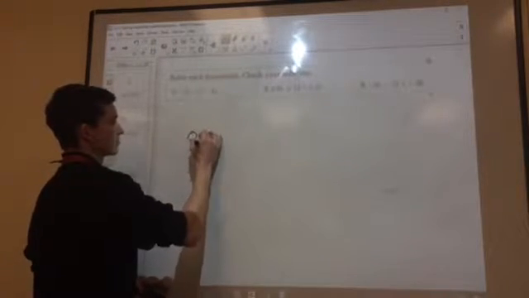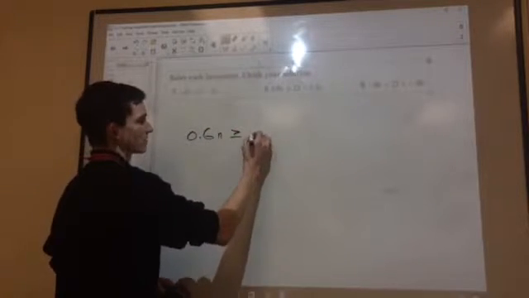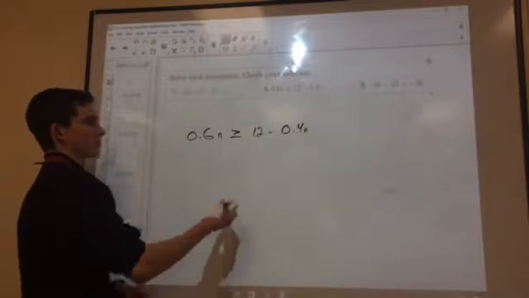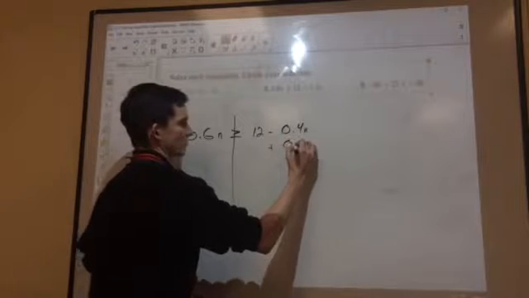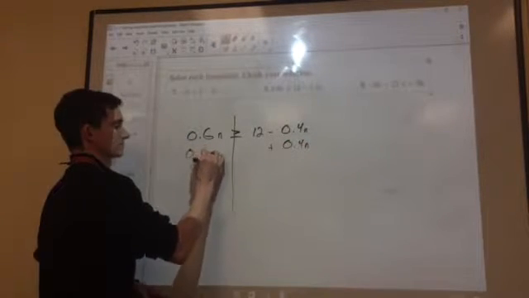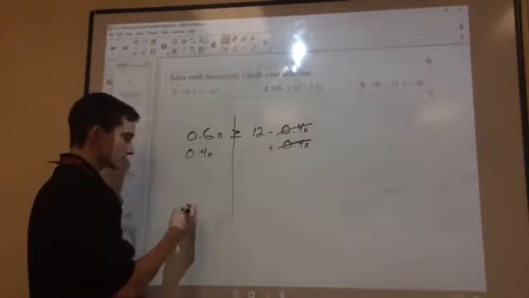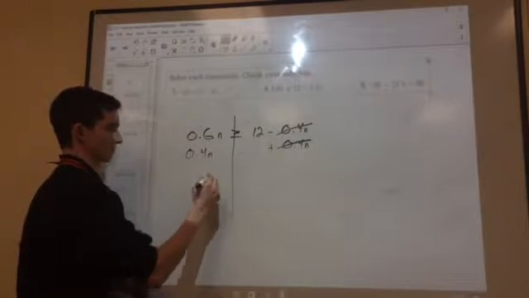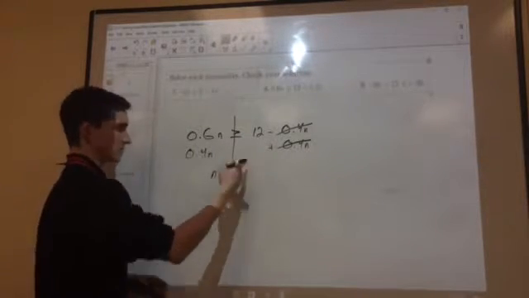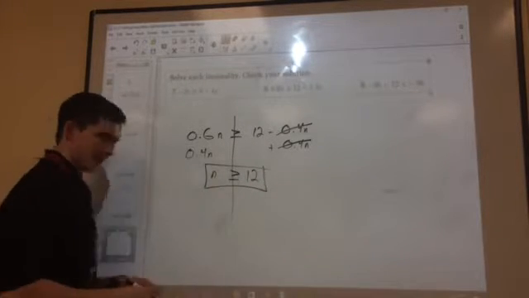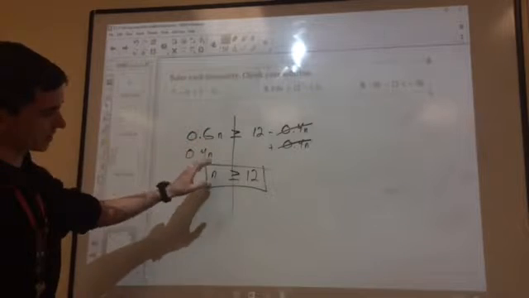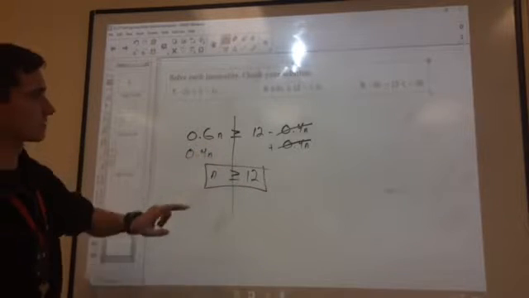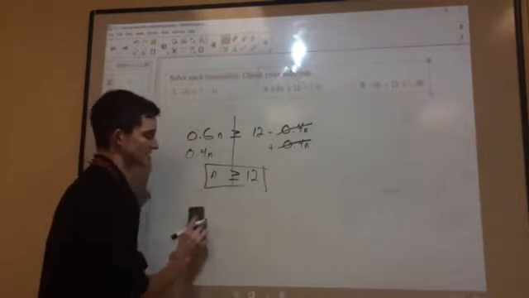Next one says 0.6n is greater than or equal to 12 minus 0.4n. So I'm going to add 0.4n to both sides. These cancel, so I'm going to have 1n over here. I could write 1n, but I don't have to. I'm just going to put n greater than or equal to 12. There's my answer. If I wanted to check it, I'd pick a number bigger than or equal to 12. I could pick 12, 13, 14, 15, any number I want that's bigger than or equal to 12, plug it into my original inequality to see if it actually is a true statement.